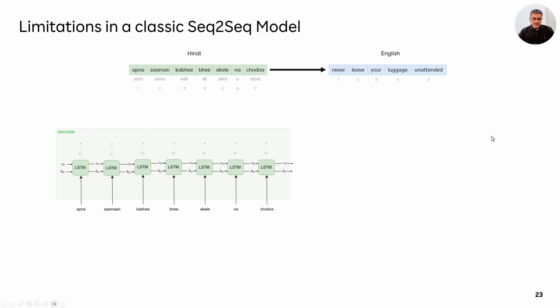Okay, so how would this work? The encoder will take apna, which is the first word in the source sentence, which is Hindi, and then it'll take the second word, saman, kabhi, bhi, akela, na chhodna. It'll pass all that stuff.